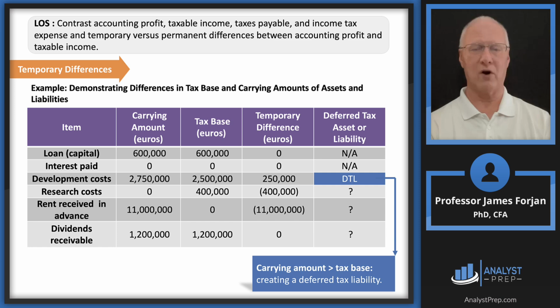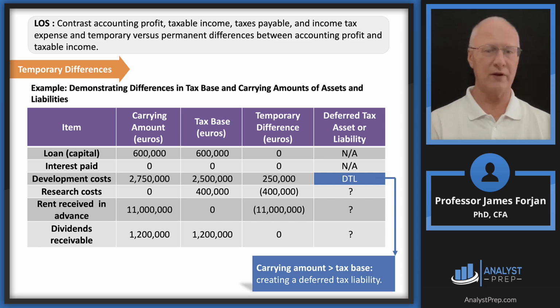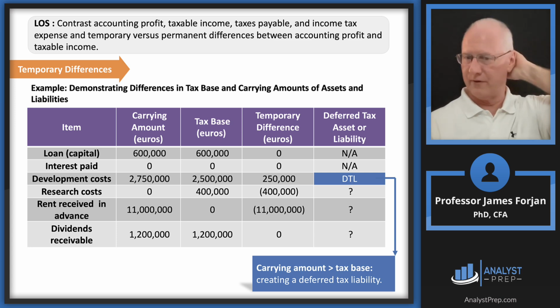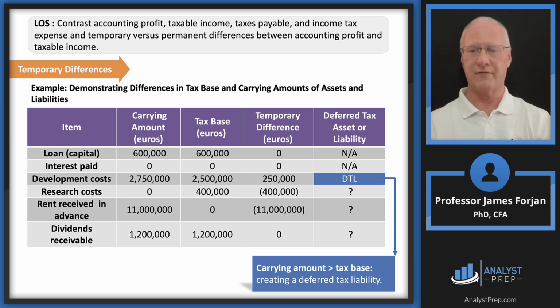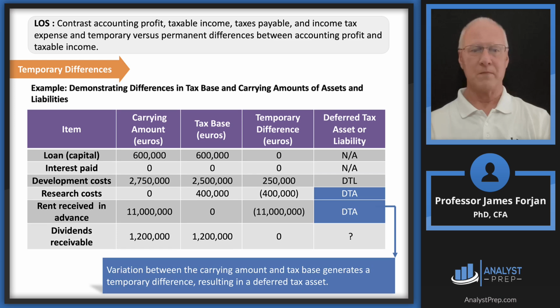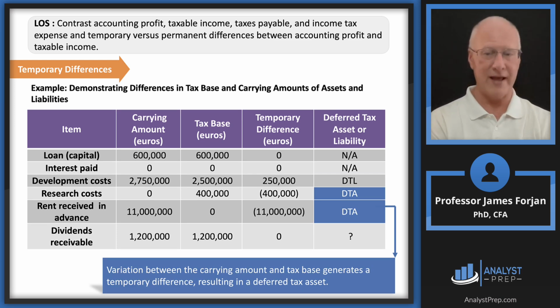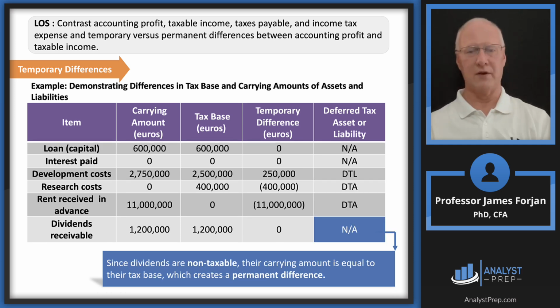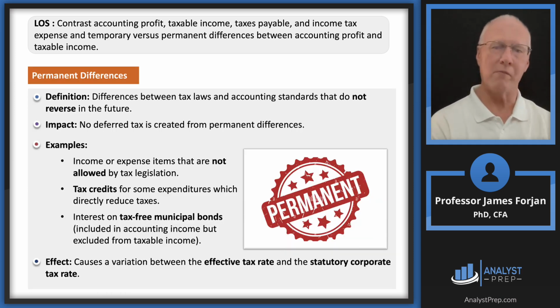However, for development costs, the carrying amount is greater than the tax base, right? $2,750 over $2,500. That difference is $250,000. So this is a deferred tax liability. For research costs and for rent received in advance, you can't recognize that for tax purposes. So you shouldn't be surprised that there's a zero there. So those are deferred tax assets. And then for dividends receivable, they're the same number, so you don't have to worry about that.